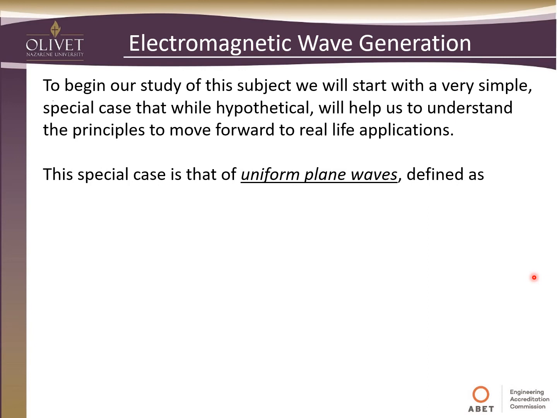The special case that we're going to look at is what we call uniform plane waves. This is defined as a wave that's propagating, we'll say, in the z direction, but you have electric field components and magnetic field components that are orthogonal to that. So they are going back and forth as they go down the z-axis, which gives the appearance that the wave is transmitting or propagating down the z-axis.